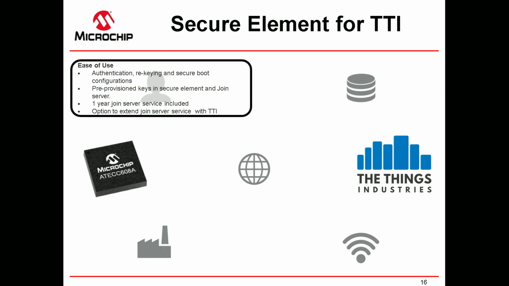So rekeying is where you repersonalize the device, and the device gets a new set of root keys. That means that Microchip ships the device with root keys in there. So that's a network key and an application key. Those are LoRaWAN 1.1 root keys, but they can also be used for LoRaWAN 1.0 stacks. But if you want to change those keys, there is a procedure called rekeying.